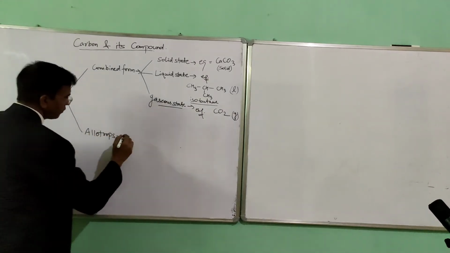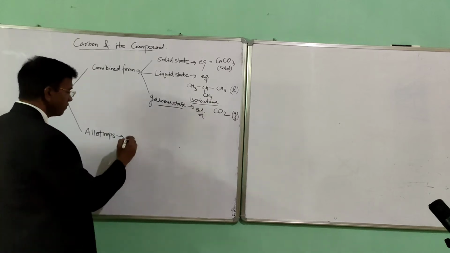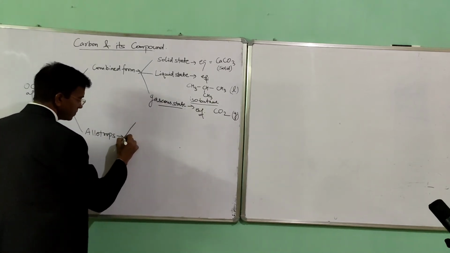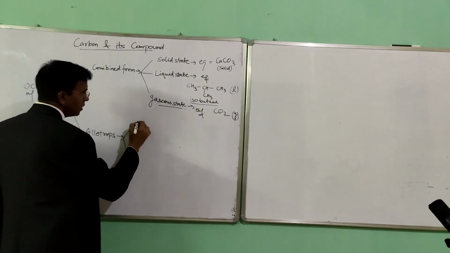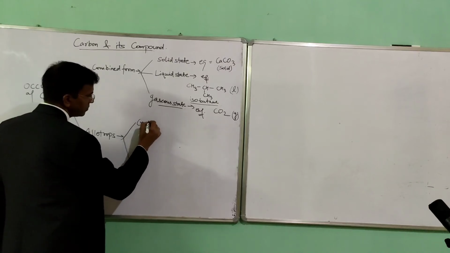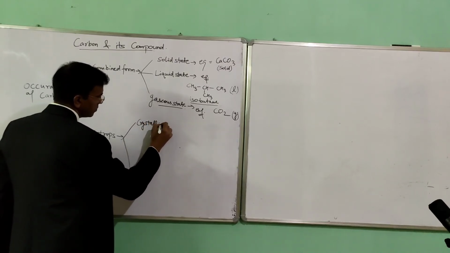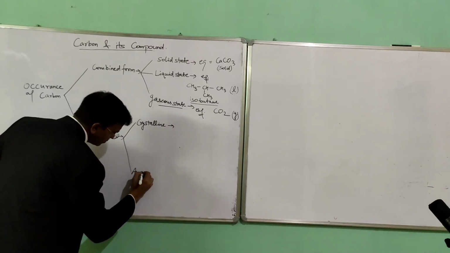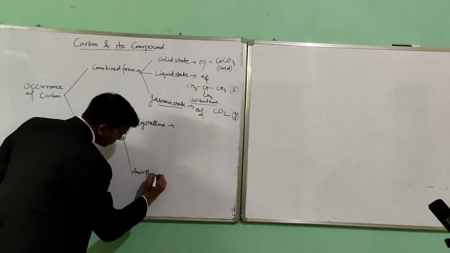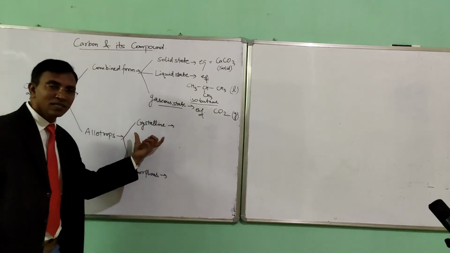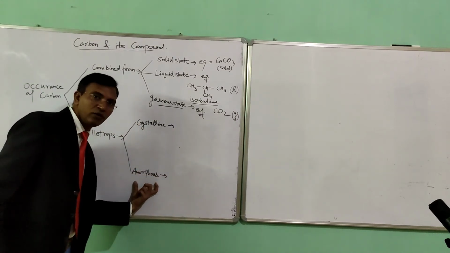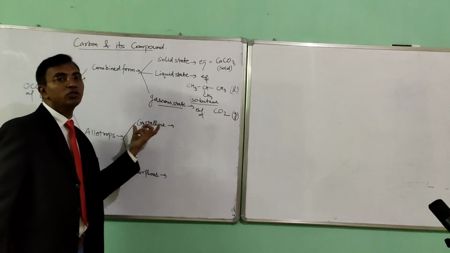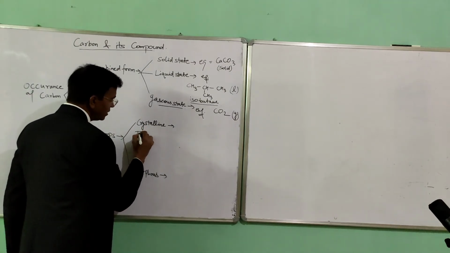So allotropes of carbon are of two types. The first is the crystalline form, and the second is the amorphous. Now what do crystalline and amorphous stand for? Crystalline stands for the true solids. These are the true solids.